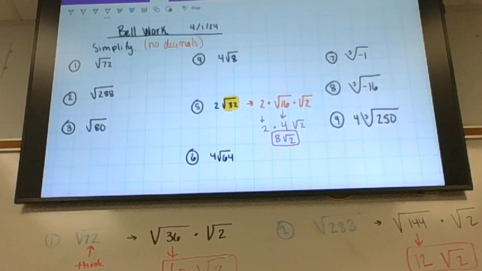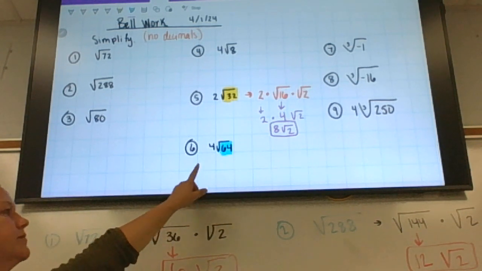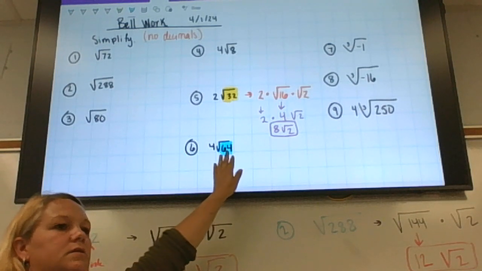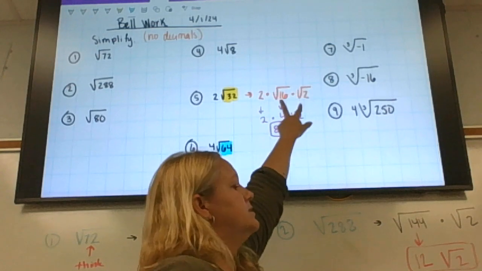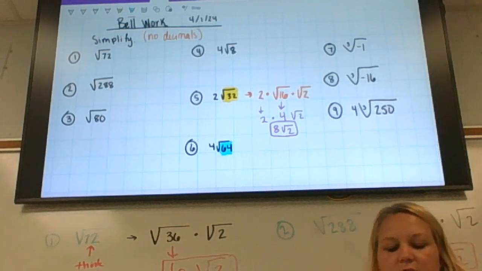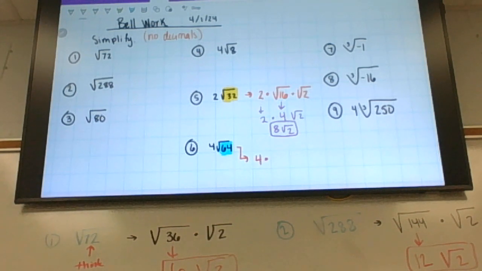Do you know the square root of 64? Yes. Our next one is a 64. 8. It's 8. Okay. So this one we don't have to rewrite because 64 is actually in the list. 64 does square root. So that one doesn't have to be rewritten. It's just 4 times 8. So that answer is a 32, and there's nothing stuck underneath because 64 is a perfect square.